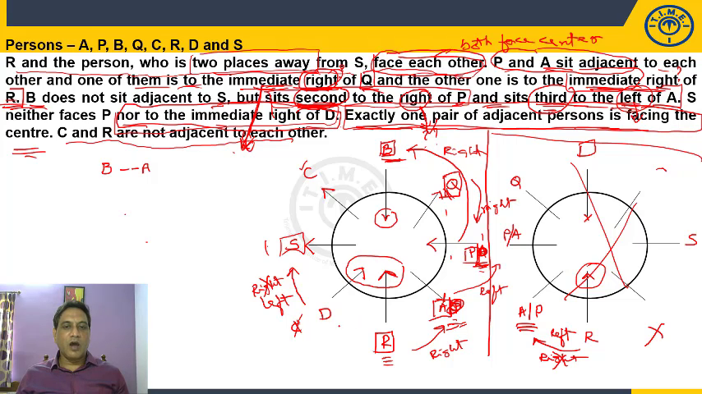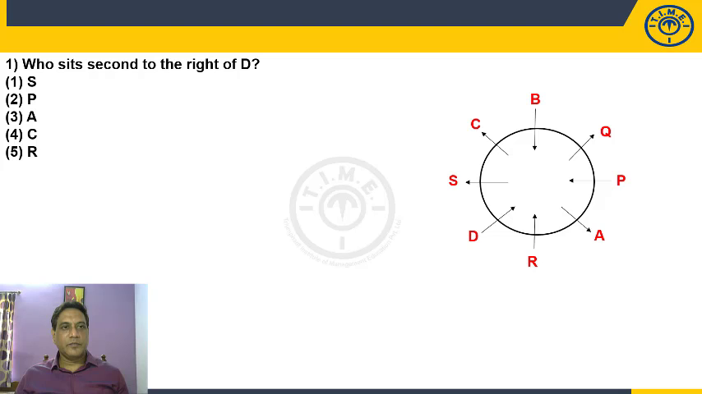So now we got all the positions. S, D, R, A, P, Q, B, C. S is outward, D is inward, R is inward, A is outward, P is inward, Q is outward, B is inward. Okay. With this arrangement, we will answer the questions.